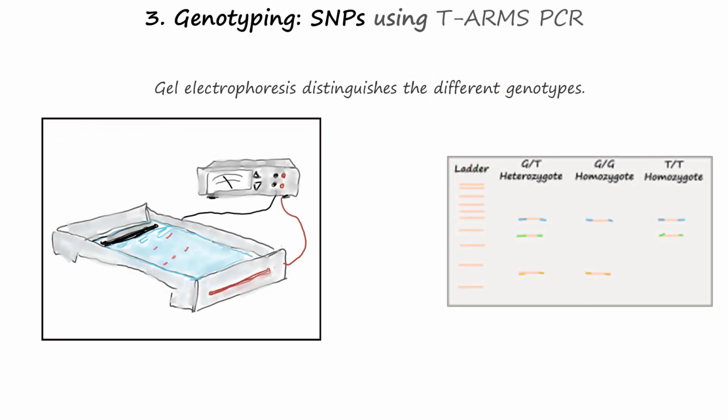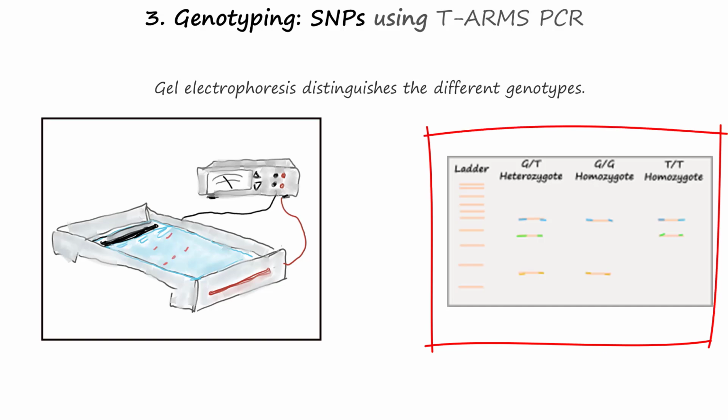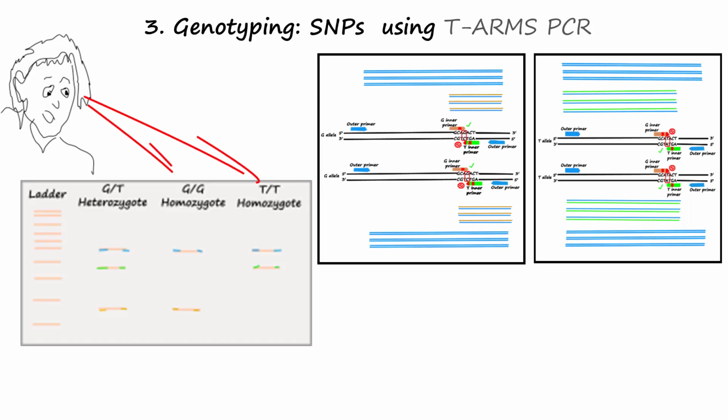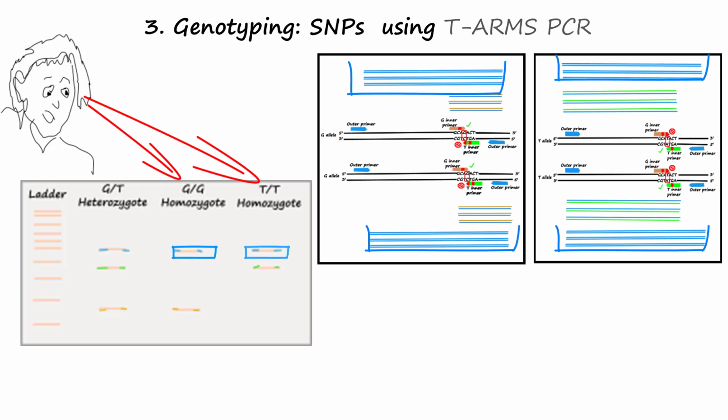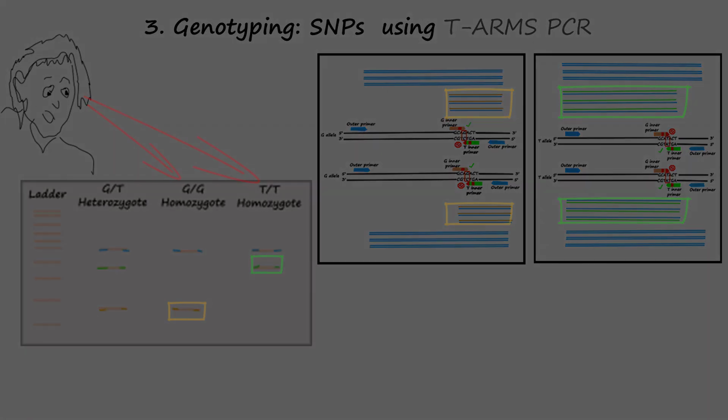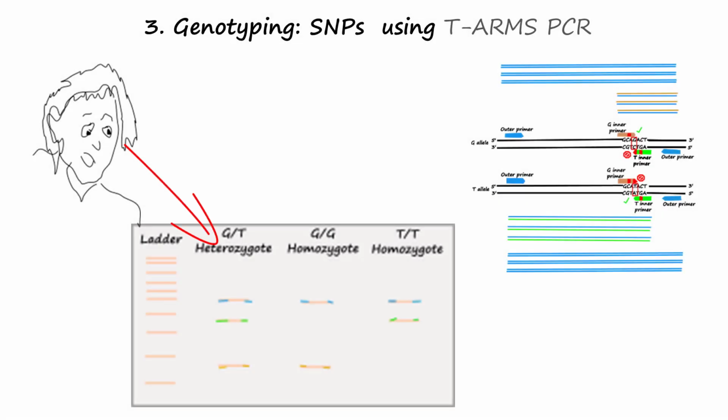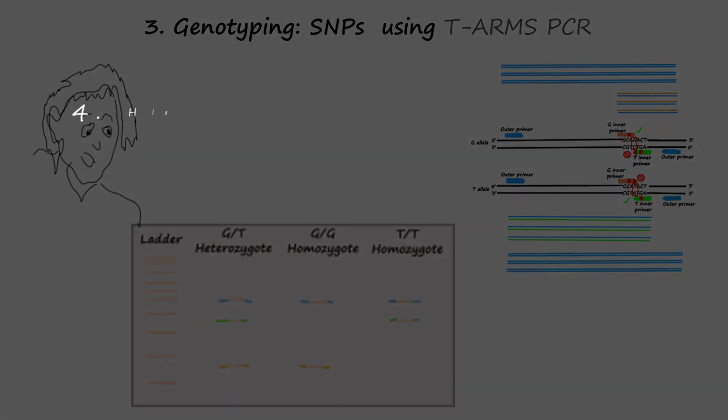After amplification, gel electrophoresis distinguishes the different genotypes. Homozygotes show 2 bands, the common control fragment spanning the length between the 2 outer primers, and an allele-specific fragment, while the heterozygote shows 3 bands, the common control and both allele-specific fragments of different sizes.